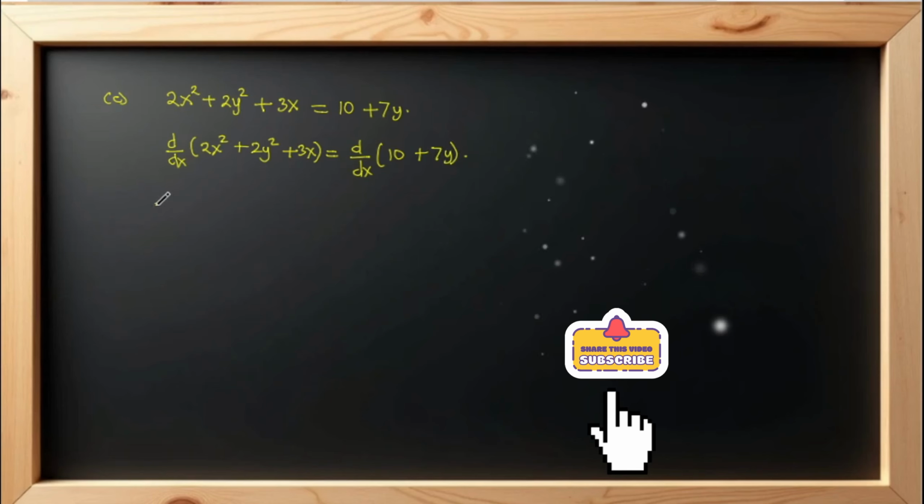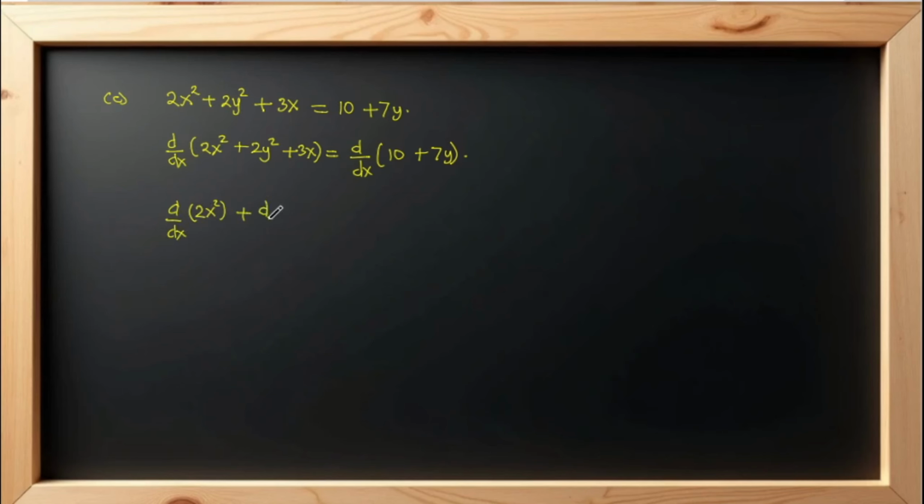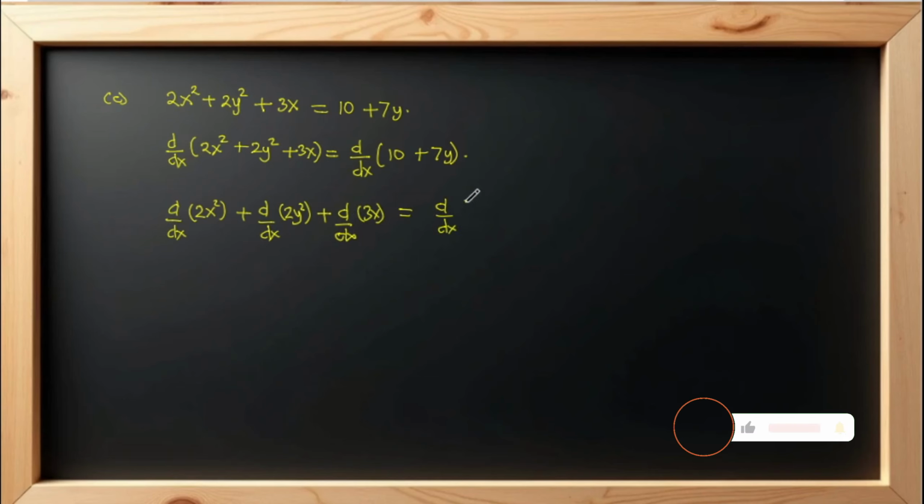Now on distribution, we realize that we have the first term here, d/dx of 2x squared, and then plus d/dx of 2y squared, plus d/dx of 3x equals d/dx of 10, and finally d/dx of 7y. So we can differentiate the first term here to 4x.